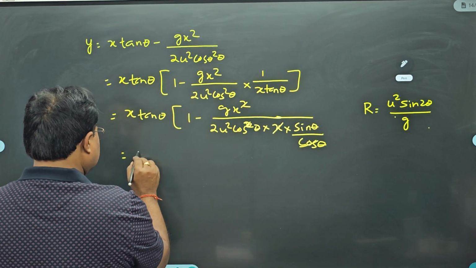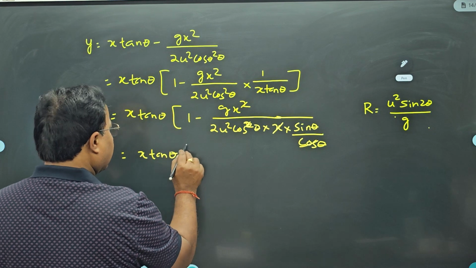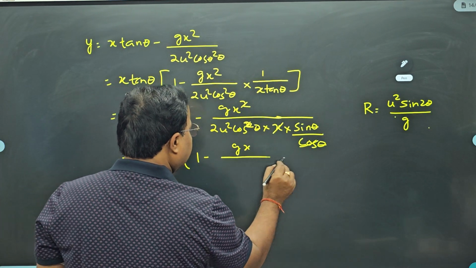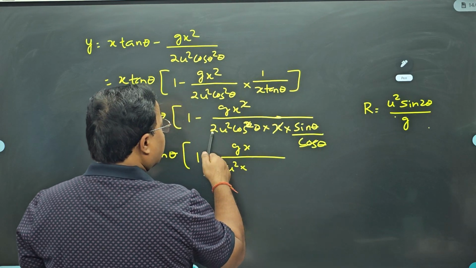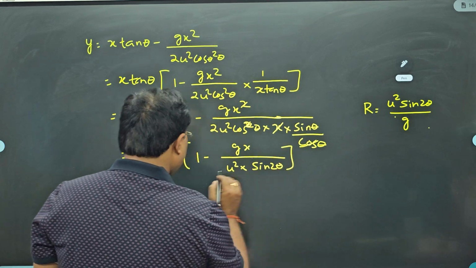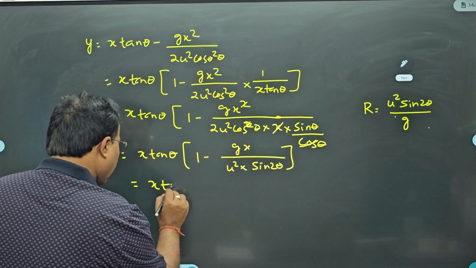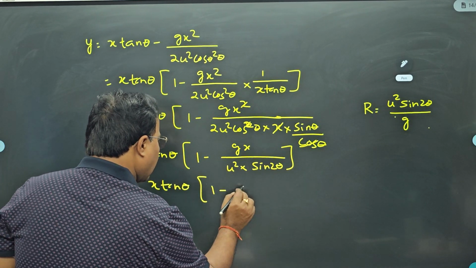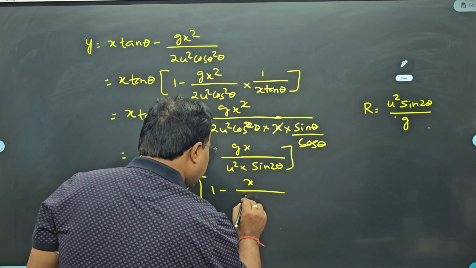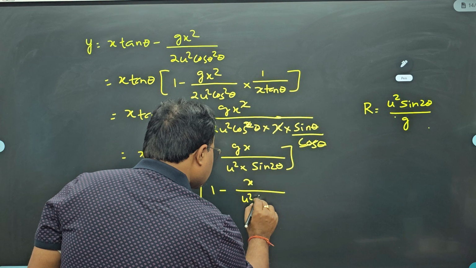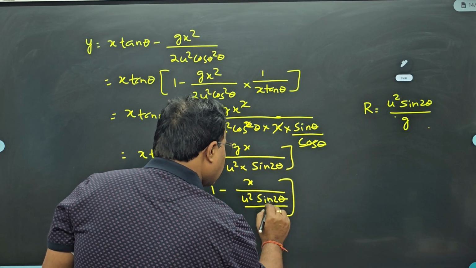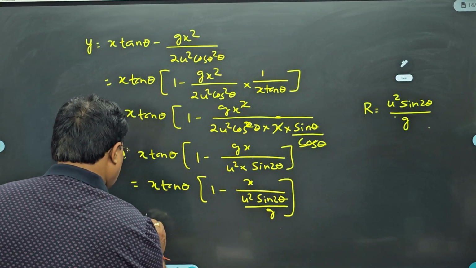Then what does this equation become? This equation becomes 1 minus gx by u square, and 2 sine theta into cos theta becomes sine 2 theta. Next, what will we do? x tan theta into 1 minus x, and g we will bring down, so u square sine 2 theta by g. What is u square sine 2 theta by g? This is the range in projectile motion.